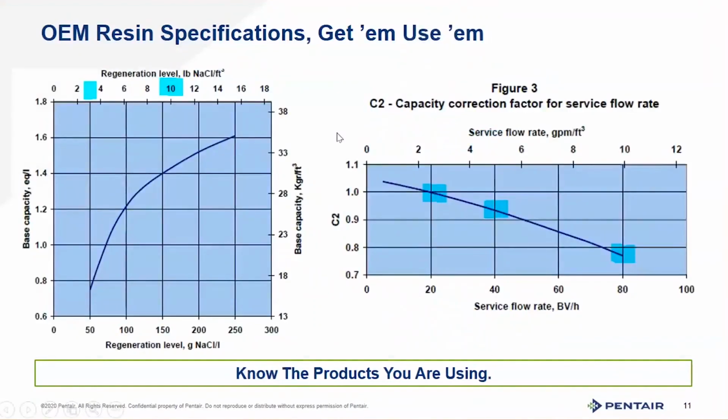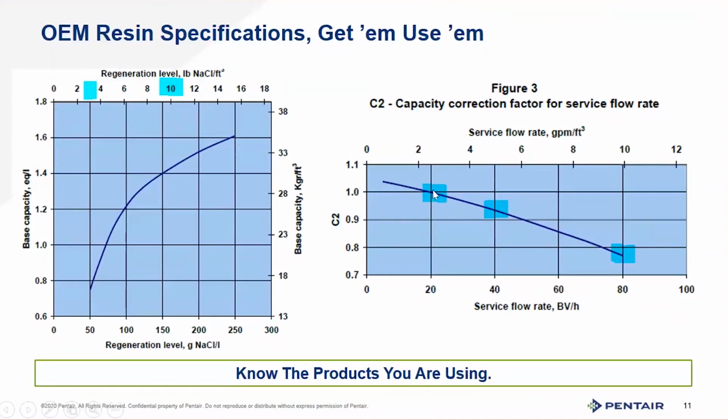Now, this is another OEM's information, which digests everything they wrote in a 12-page guide down to a couple of charts. So here's service flow rate in gallons per minute per cubic foot. They also do it in the metric bed volumes per hour. You can see here at 5 GPM, we have about 93% capacity. At 3 GPM or 2.5, that's where we get 100% of the capacity of our resin.